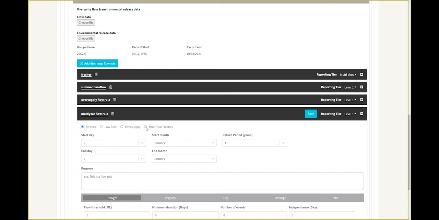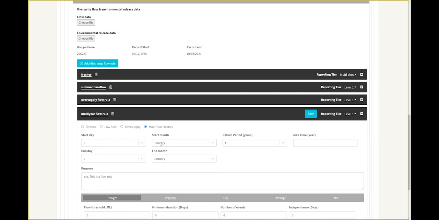So this is going to be a multi-year freshes that we're looking at here. The idea with the multi-year flow rule is to capture those typically large events that you don't necessarily need to occur every year, but let's say we want a decent high flow event maybe once every 2 or 3 years, or maybe a high flow event that you want to have, let's say 3 out of every 10 years.